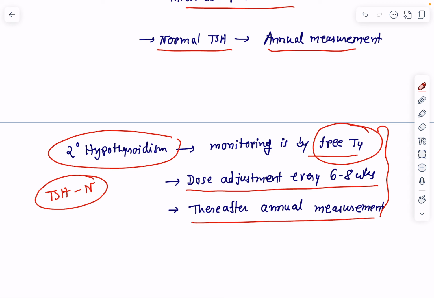So that is all about hypothyroidism which I wanted to discuss. In my upcoming classes, I will talk about myxedema coma, and I will talk about thyroid replacement in specific situations or in specific groups of population with hypothyroidism.